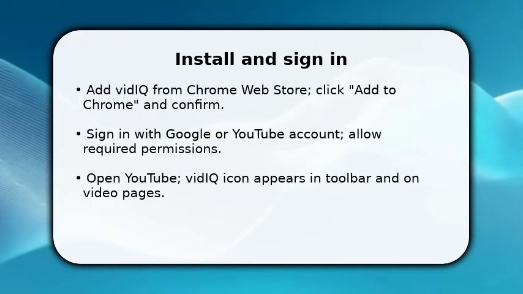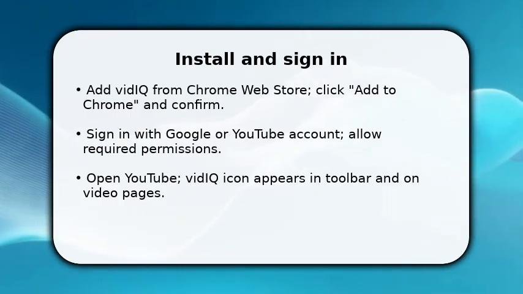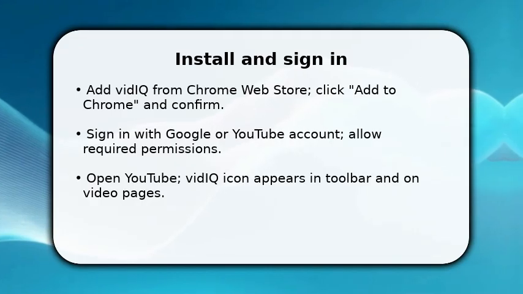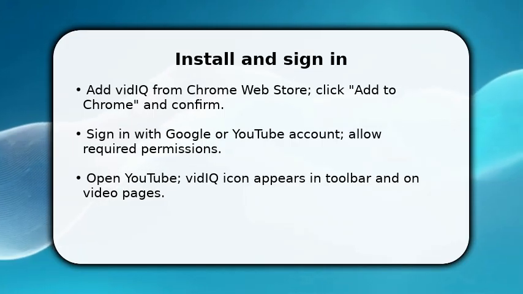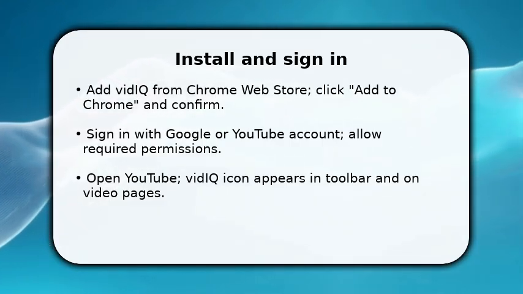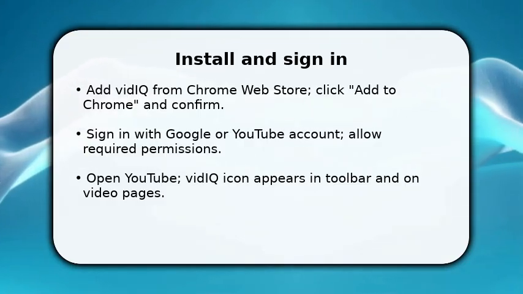You start by installing Vidiq and signing in so the extension can read your channel data. Click Add to Chrome, accept permissions, and sign in with the Google account tied to your channel. Once done, open YouTube and confirm the Vidiq icon is visible in your toolbar and that extra metrics load on video pages. This lets Vidiq access analytics and keyword tools immediately so you can proceed to optimization.